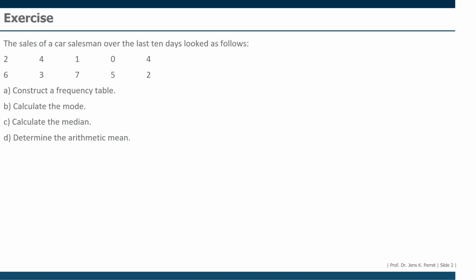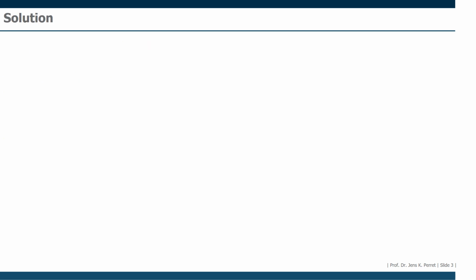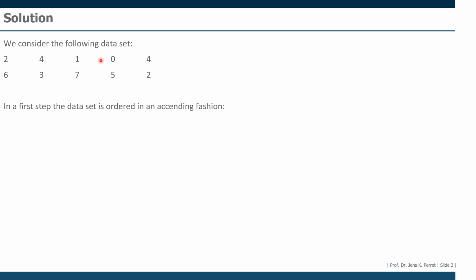Part 1 we're going to do first because this could make some of the calculations a bit easier. So let's start with that. However, to start with all of this, at one point or another, we're going to require an ordered data set, meaning the values which are haphazardly organized here should be in an ascending fashion. So that's what we're going to do first.